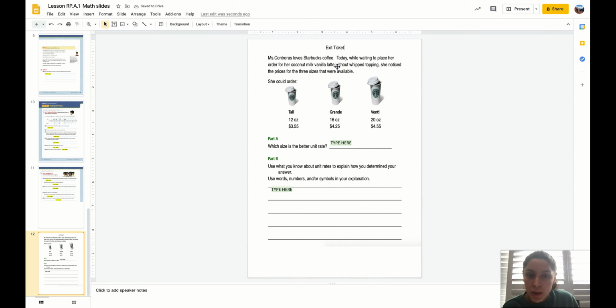So it says, Ms. Contreras loves Starbucks coffee. Today, while waiting to place her order for her coconut milk vanilla latte without whipped topping, she noticed the prices for the 3 sizes that were available.